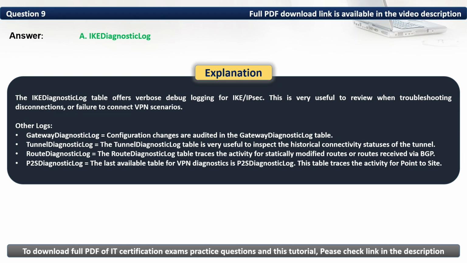About the other logs, Gateway Diagnostic Log. Configuration changes are audited in Gateway Diagnostic Log table. Tunnel Diagnostic Log. The tunnel diagnostic log table is very useful to inspect the historical connectivity statuses of the tunnel. Route diagnostic log. The route diagnostic log table traces the activity for statically modified routes or routes received via BGP. P2S diagnostic log. The last available table for VPN diagnostics is P2S diagnostic log. This table traces the activity for point to site.